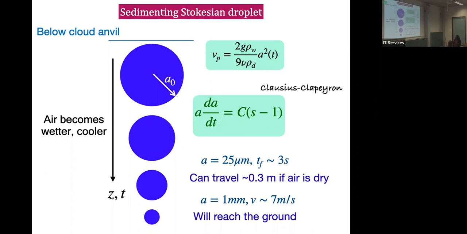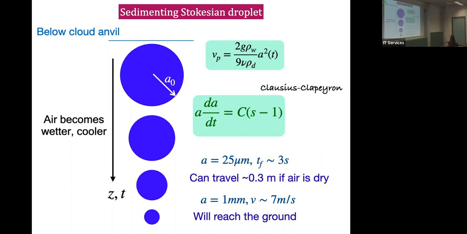And the droplet evaporates according to the Clausius-Clapeyron equation, which after some algebra you can show just satisfies this equation, where S is the supersaturation. So in dry air, S would be 0, and A dA/dt is just minus a constant. So if the air stays dry, which it doesn't, you can very quickly calculate the radius and the distance that it can travel. You can ask, how big does a drop need to be before it reaches the ground? Is it going to evaporate before it reaches the ground, or is it going to reach the ground?